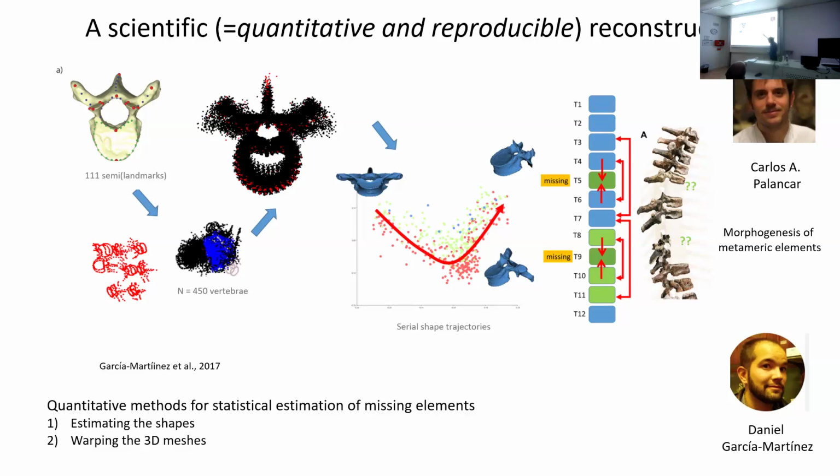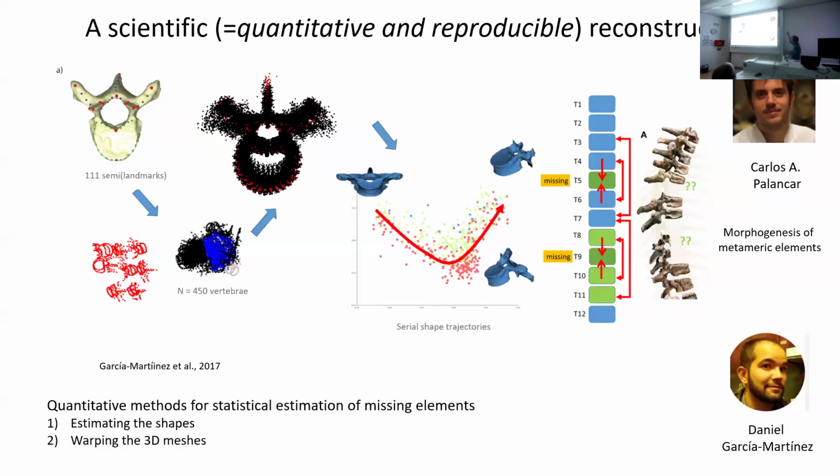And so we measured a large database on vertebrae of the entire spine and established trajectories that describe the serial morphological shape change between cervical, thoracic, and lumbar vertebrae, and came up with some methods that were able to estimate the missing morphology of neighboring preserved vertebrae. And so the method consisted of first estimating the shapes with geometric morphometrics and then warping the 3D meshes in order to fit them into this system.